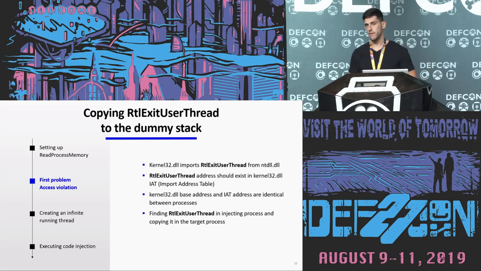Okay, so to do this, we have two steps. First, we need to find a place where the RtlExitUserThread address exists. So let's first talk about kernel32 and NTDLL. Those are both DLLs in Windows that are loaded in each process at the same location. So the base address of them is similar in each and every process. And kernel32 also imports the function RtlExitUserThread from NTDLL. So this means if we look at the import address table in the injecting process version and find the address of RtlExitUserThread in the IAT, it's going to be at the same place in the target process. So we can copy it there using a method I'm going to describe right now.